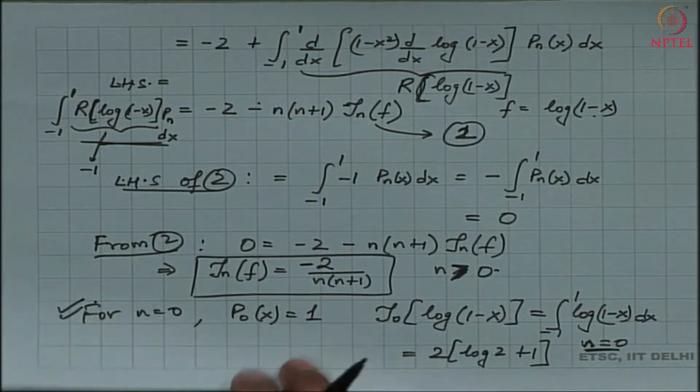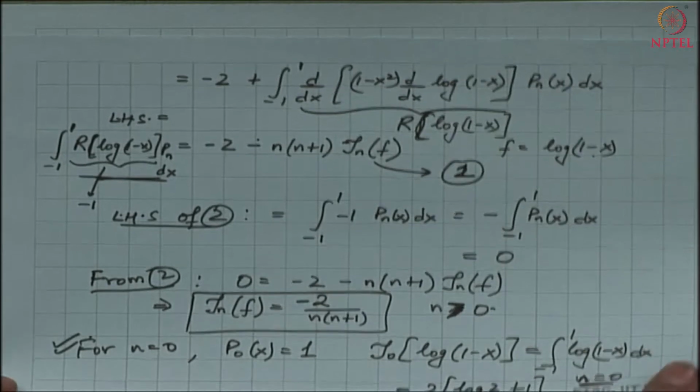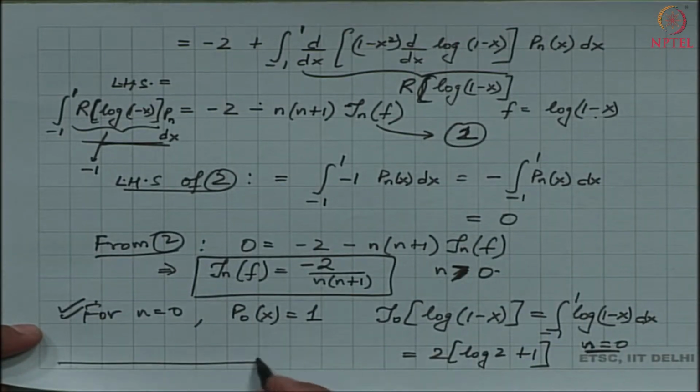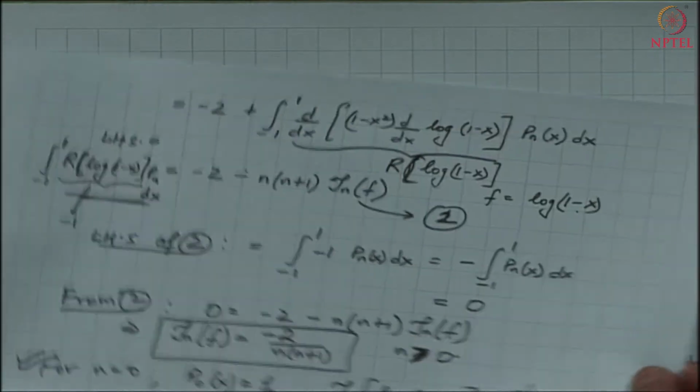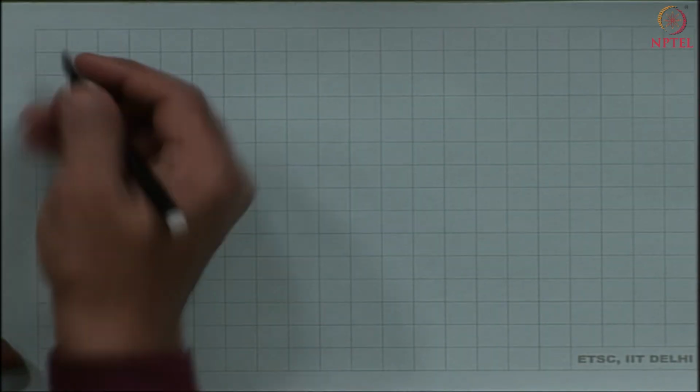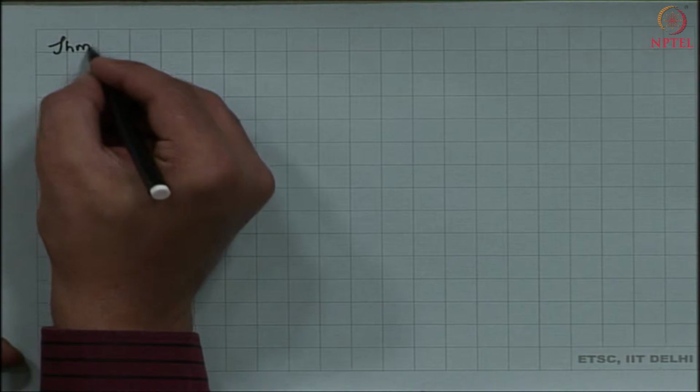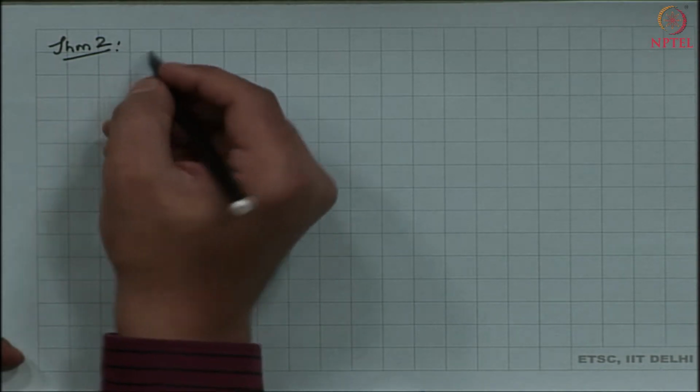Moving on, I have another result in the form of a theorem. So this example is done here. I move on to the next result. So, I have the result in this form.